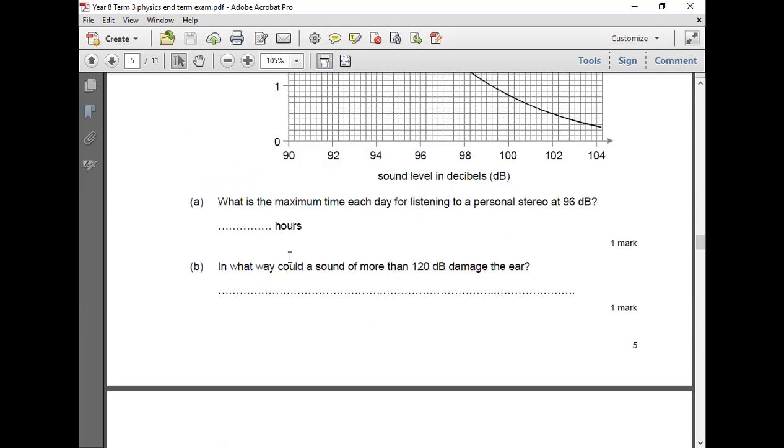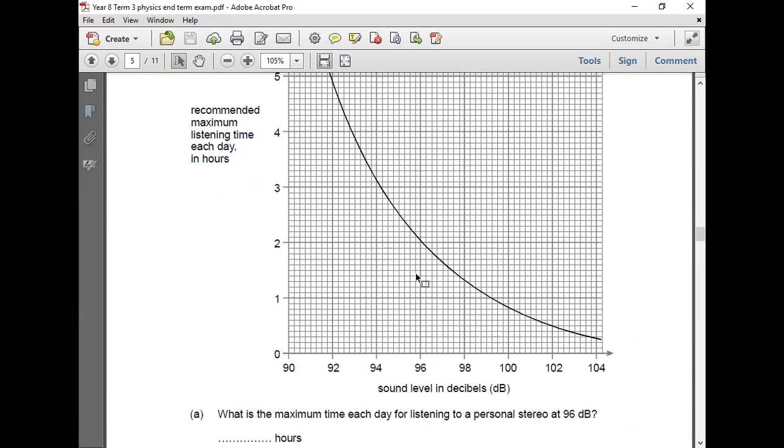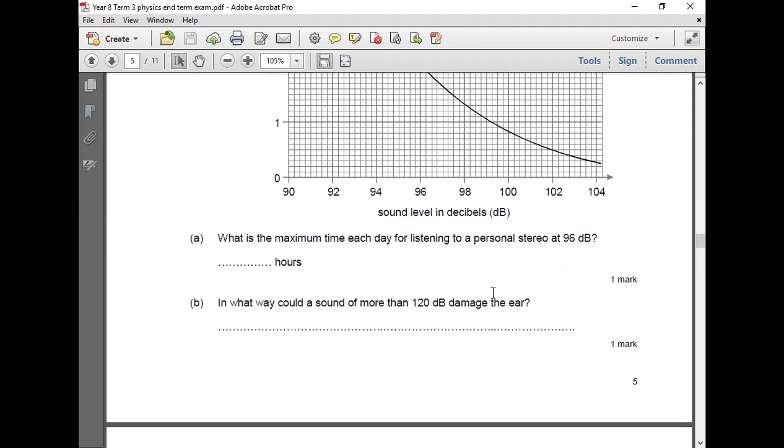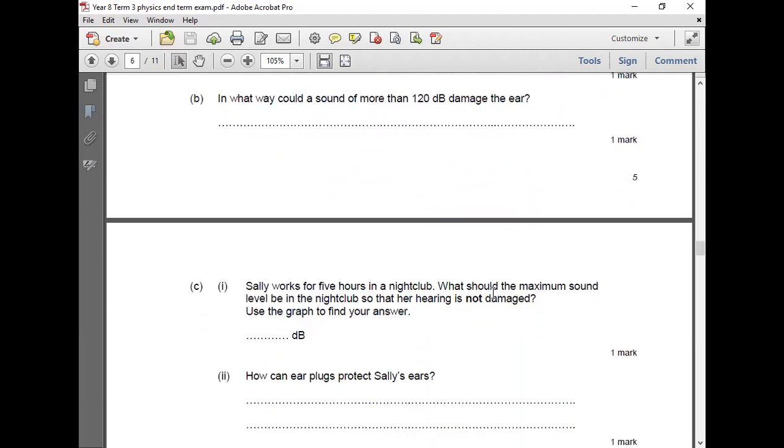So the first question is, what is the maximum time in each day for listening to a personal stereo at 96 decibels? How many hours? You just use the graph: go to 96, then follow the horizontal line and find the time from there. Then, in what way could a sound of more than 120 decibels damage the ear?